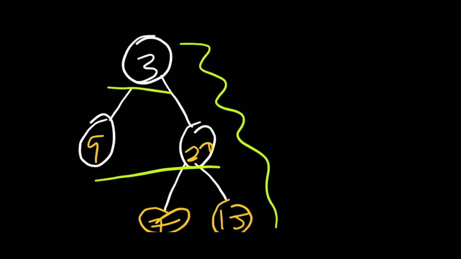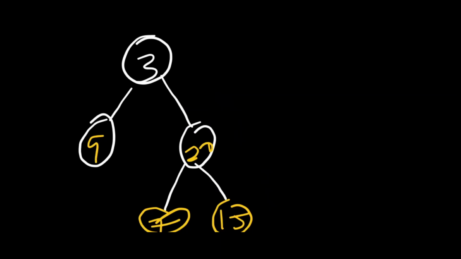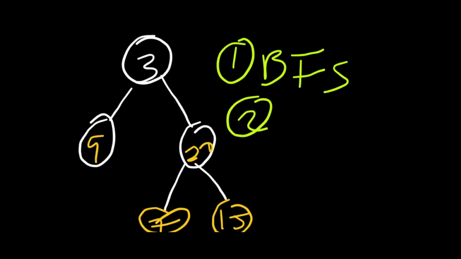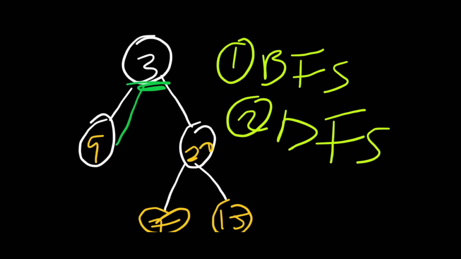Now there are two ways of traversing a tree, and the first way is called breadth first search and the second way is called depth first search. Breadth first search means that for every node here we are going to explore its children. For every node here we are going to explore its children, which is non-existent for this one, and for every node here we are going to explore its children. We are going breadth, step by step. Literally, that's what it means.